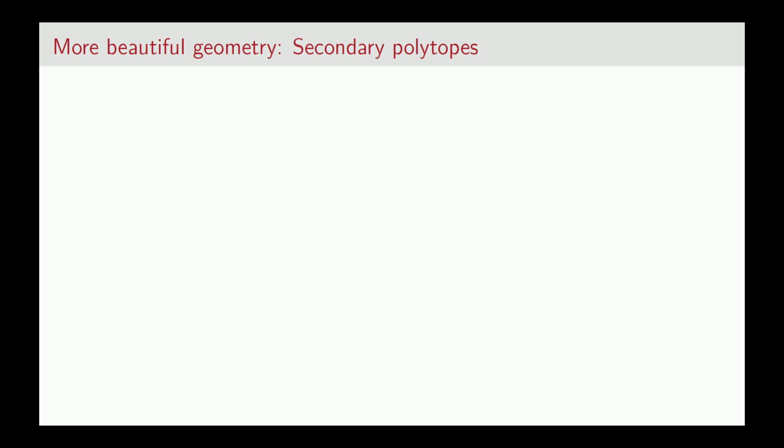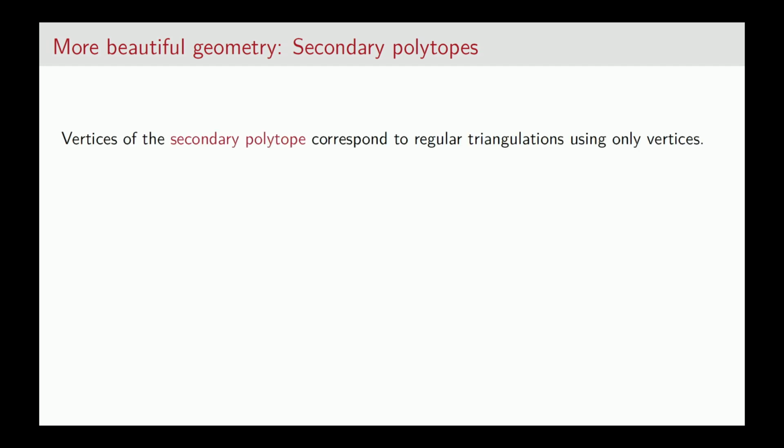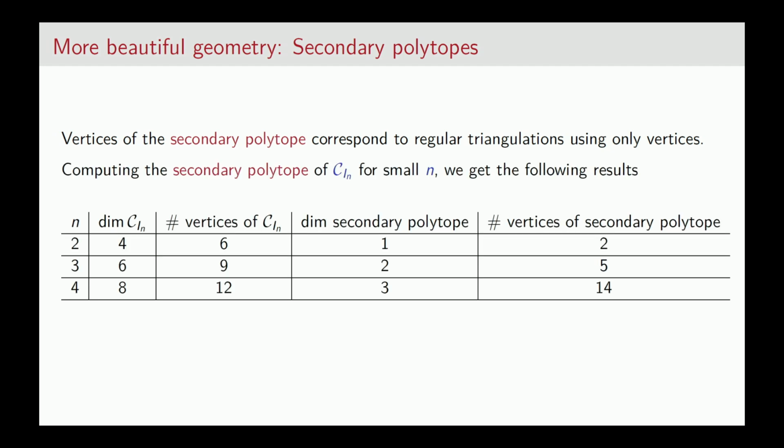Okay, so what about secondary polytopes? I won't tell you what a secondary polytope is, maybe it's now for experts. But roughly, vertices of the secondary polytope correspond to regular triangulations using only the vertices of the polytope. So you can run some computations, and that's what you see for the path. Let's go through it. That's a path where I have two edges. So the polytope has dimension 4. I have 6 vertices. The dimension of the secondary polytope is then 1, because it's 6 minus 4 minus 1. And it has 2 vertices, so that's just an edge.